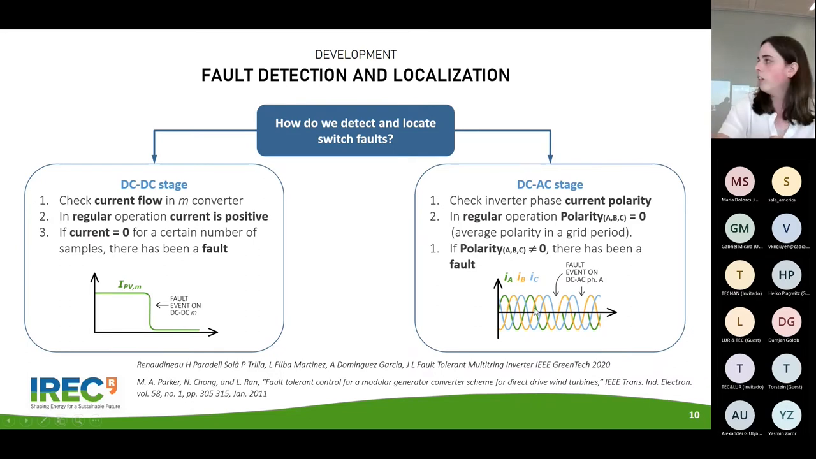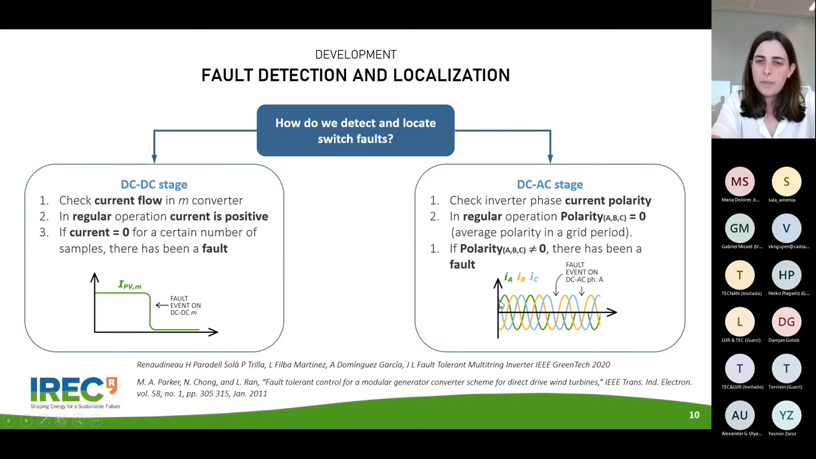Can you see my arrow? Well, no, it doesn't work really fine, so I will explain by words. Yes, we can see your arrow when you move it. Okay, I thought it was too slow, but okay. No, it's okay.